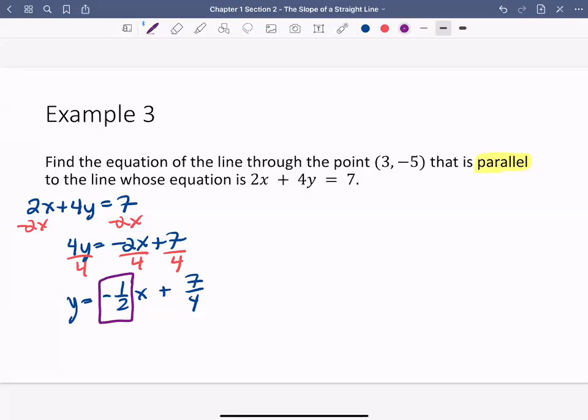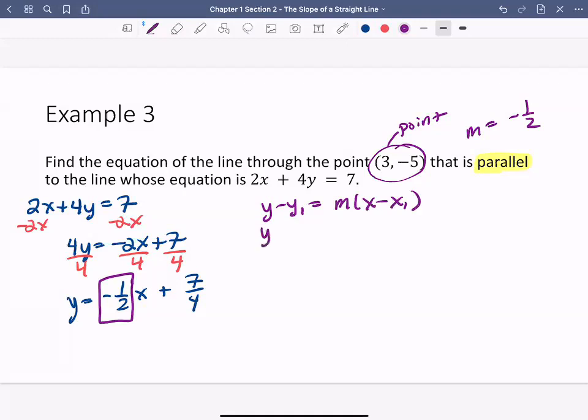Well, we want parallel, which means we need the exact same slope. Okay, great. So we have the point, and we have our slope now, which is -1/2 because it's parallel. Now what do we do with it? Think about it. We have a point, we have a slope. We're going to put it in point-slope form. Our point-slope form, again, is y minus y1 equal to m times x minus x1. And then we're just going to substitute the values in.